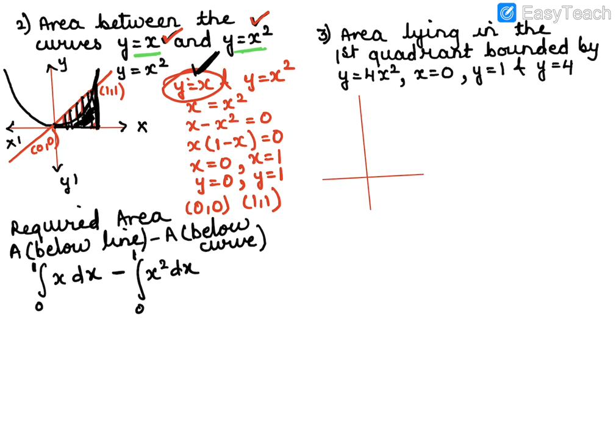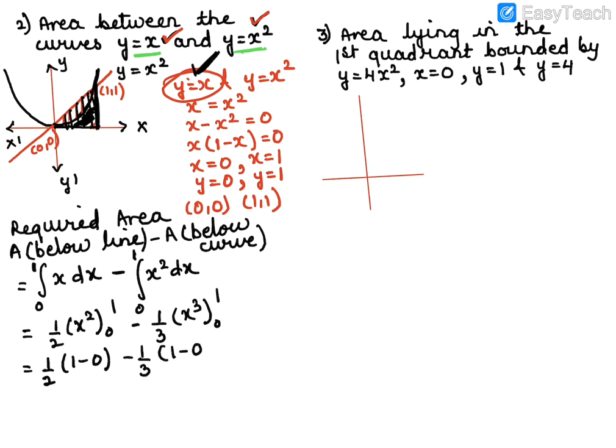And therefore when I evaluate this, I'm going to get x square by 2, limit is 0 to 1, minus x cube by 3, limit is 0 to 1. So put the upper and the lower limit. This will give you 1 minus 0. This will also give you 1 minus 0. So I get 1 by 2 minus 1 by 3. And when you take the LCM, this is going to give you 1 by 6 square units.